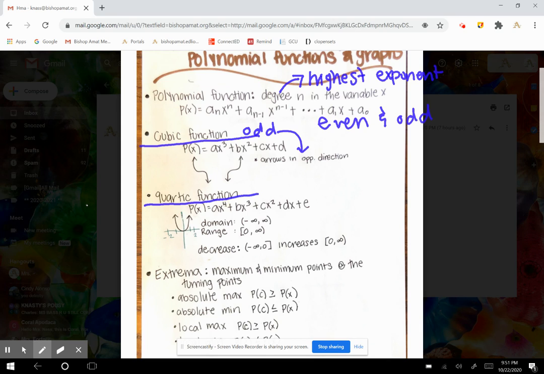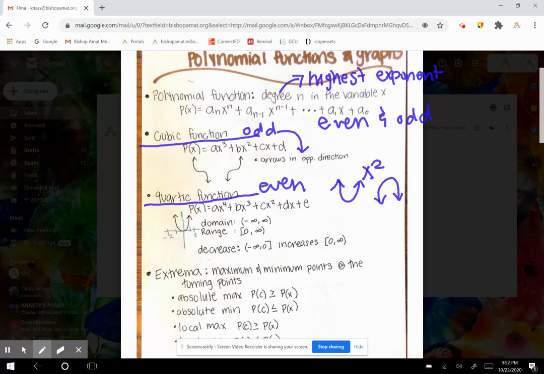A quartic function, well, that's anything x to the 4th power. Okay, quartic is 4, so this is an even graph. And when there's an even graph, the arrows are in the same direction. They're either both going up or both going down. Now, what I just graphed was a parabola, right? So that's x squared. But again, x squared, 2 is even, so it's going in the same direction.